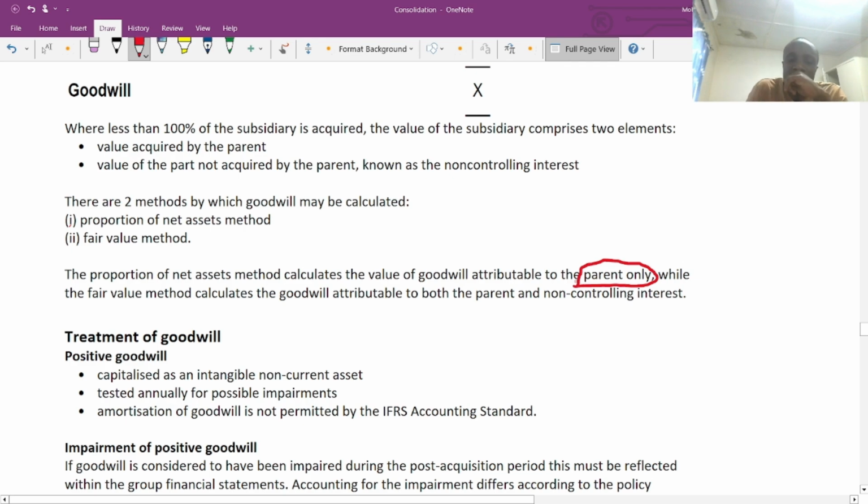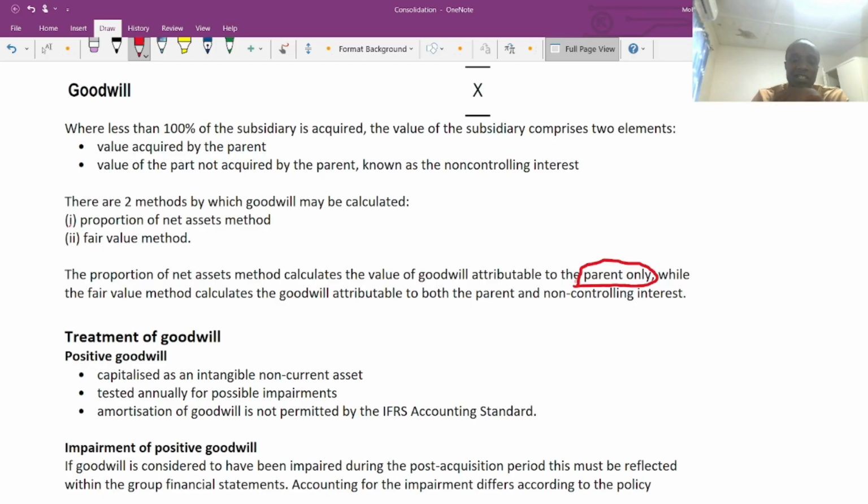If we are going to use the proportionate method, that's why I told you that when we are going to calculate the goodwill, in some cases we should not include the NCI. In some cases we are going to include the NCI. Now, if we are going to use the proportionate of net asset method to calculate the goodwill, it means we are going to attribute the goodwill to only the parent, whilst the fair value method calculates goodwill attributable to both parents and the NCI. You need to note it down.